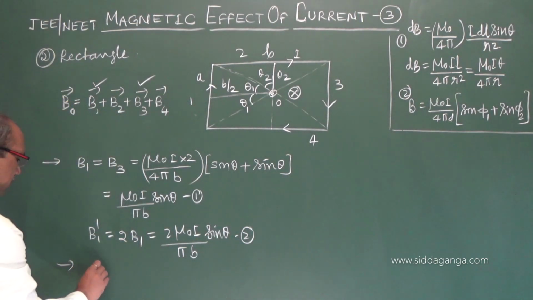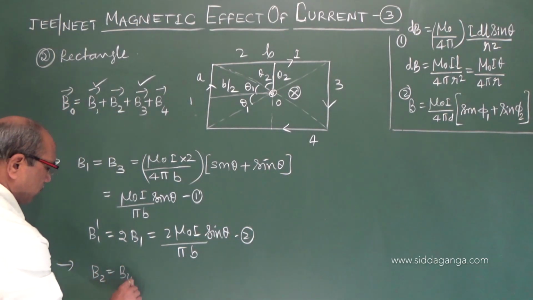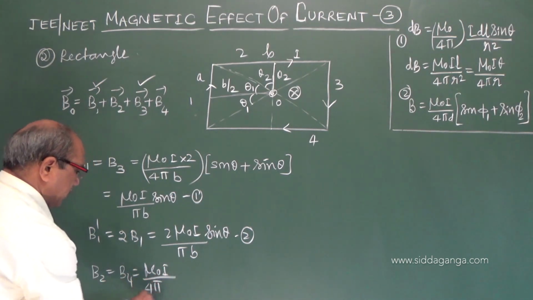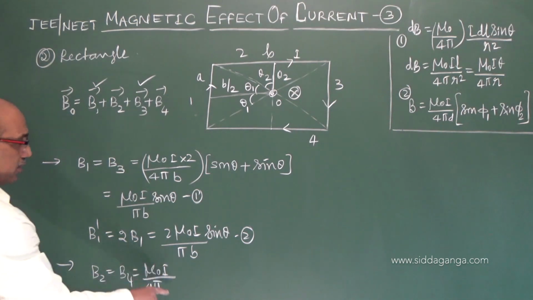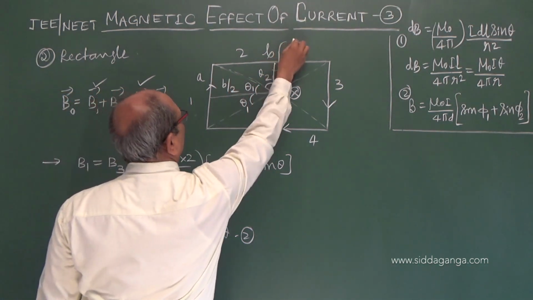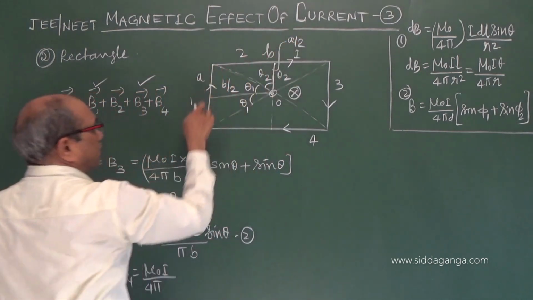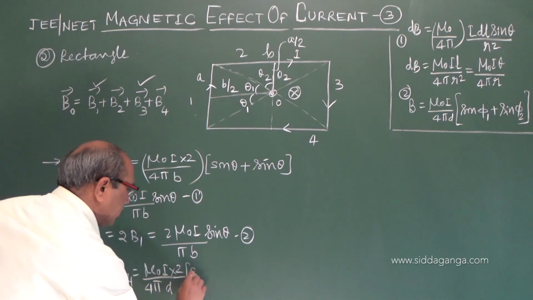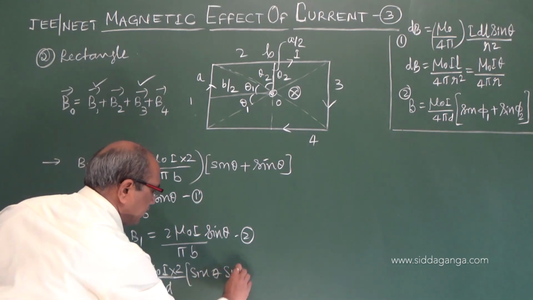Similarly, if I take B2 and B4, mu naught I by 4 pi, d is nothing but, let us see, here it is a by 2, because the total distance is a. a into 2, again they can be written as sin theta and sin theta.